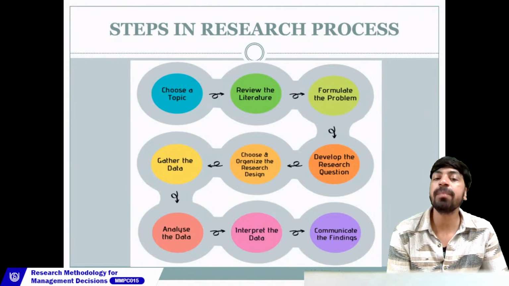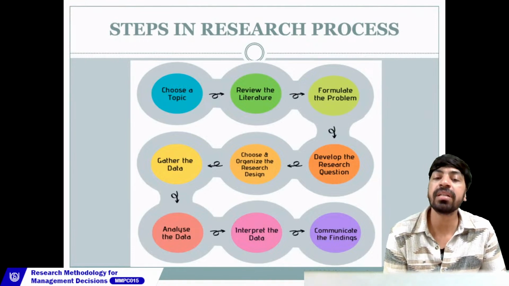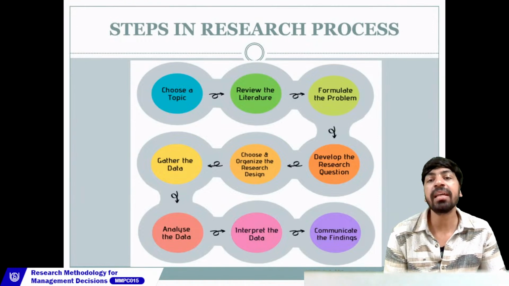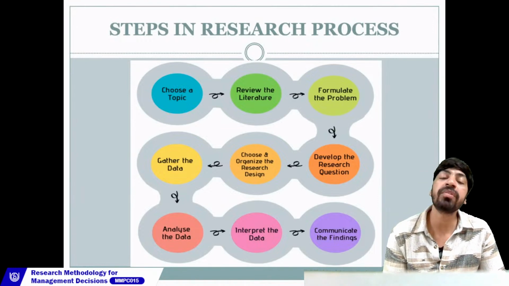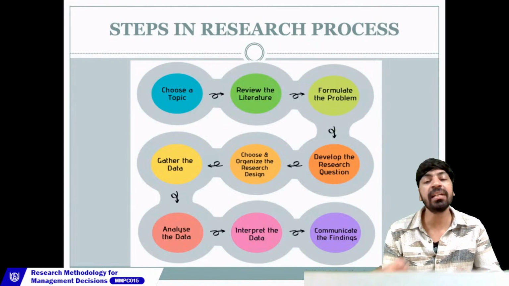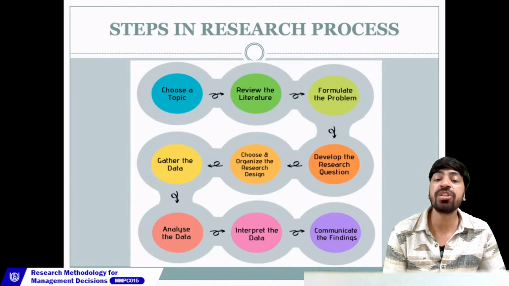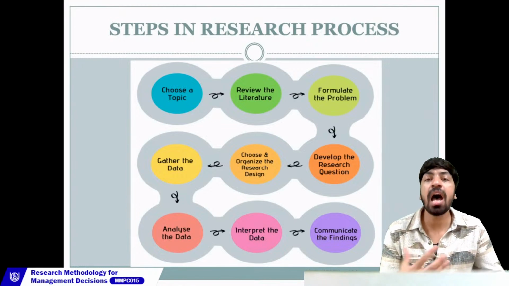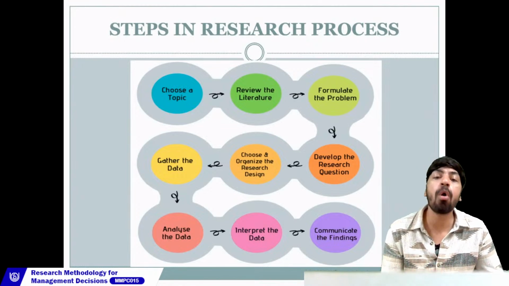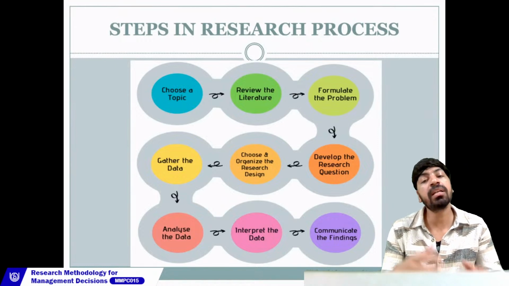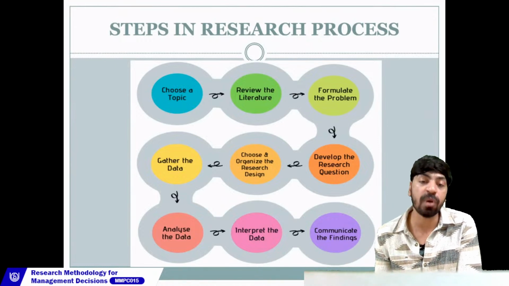Let's come to the next step, choose and organize the research design. Research design is a blueprint of the whole research process because it is a step where a researcher will design how the research will go on, or how the research will come to an ending process.